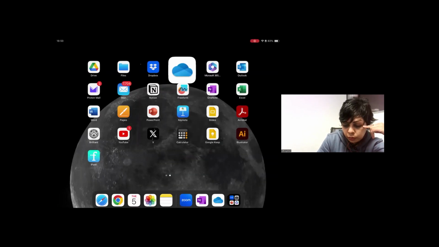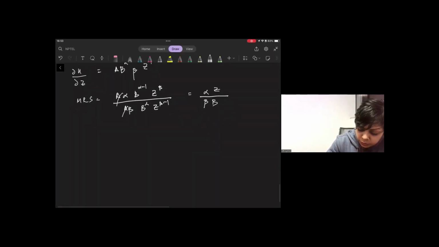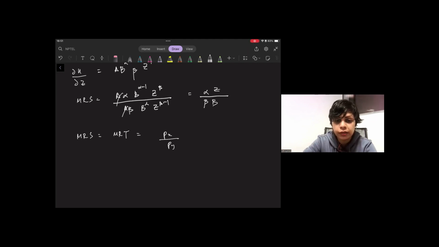So let's go back to our question here. You have MRS equal to this, and we also know that at the point of optimization, MRS is equal to MRT. I think you guys have not studied MRT yet, but basically MRT is nothing but Px by Py. That is MRT. MRT is just the slope of the budget line.